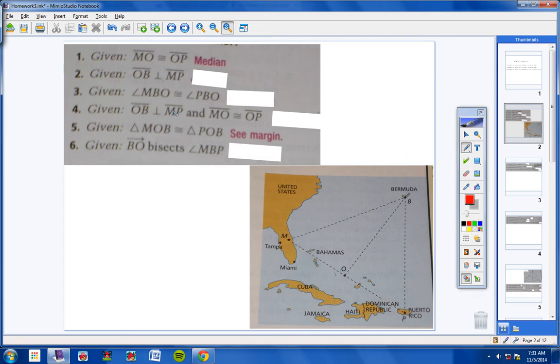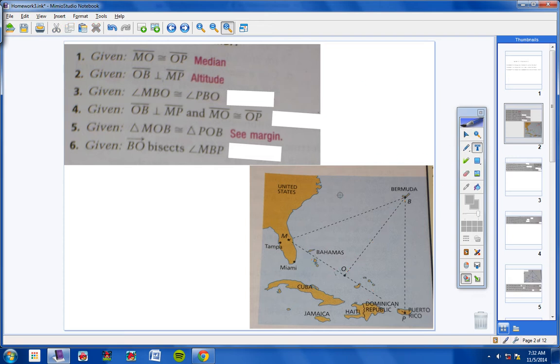We are told that OB is perpendicular to MP. So we'll come down, and we know it's perpendicular. Now listen, students, we do not know that the segment here is congruent to the segment over here. So we cannot say it's a perpendicular bisector. What type of segment runs from a vertex and is perpendicular to the opposite side? Well, that's an altitude. Okay, moving on to number 3.